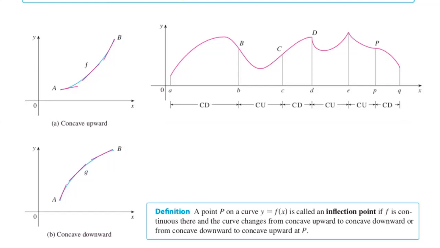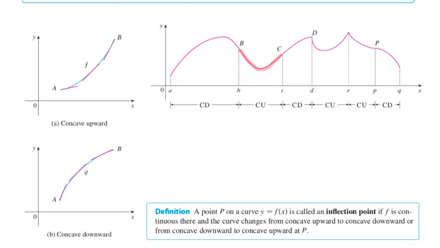Reading it from left to right, starting at x equals a over here, it's got this concave down segment. That's what the CD stands for. I'll use the same acronyms below. So it's concave down from x equals a to x equals b. But then at x equals b, it switches. It becomes concave up until x gets to be equal to c.